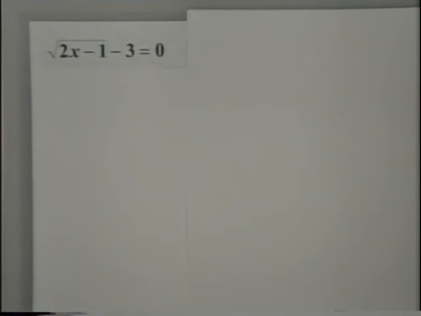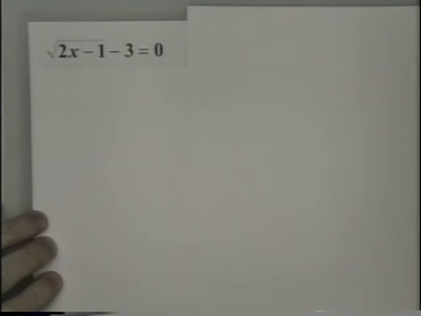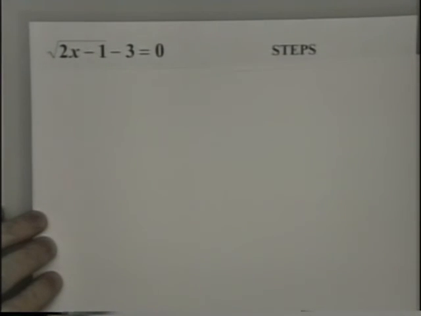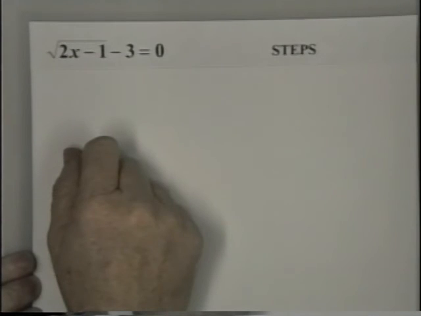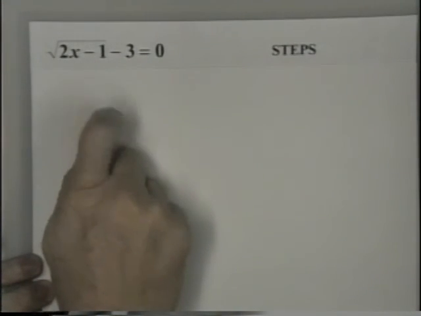So let's illustrate this with an example. We'll look at a fairly basic radical equation, and from this we'll develop a procedure to follow. So I'm going to write down, as we talk about this, the steps that we're utilizing to solve it. We've got ourselves an equation that has a radical in it.